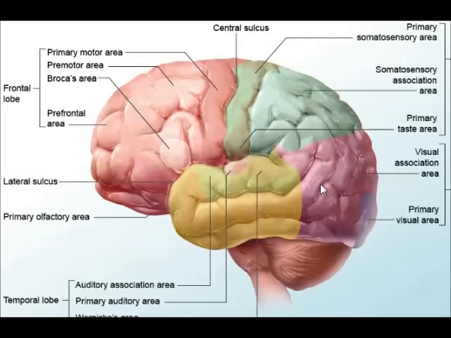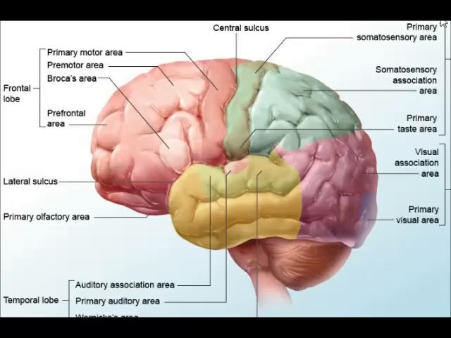Back here you have the visual cortex, so your occipital lobe is your visual cortex. And right here you have the primary visual area. This is where the optic nerve goes through to the thalamus and then projects back into the primary visual area here.